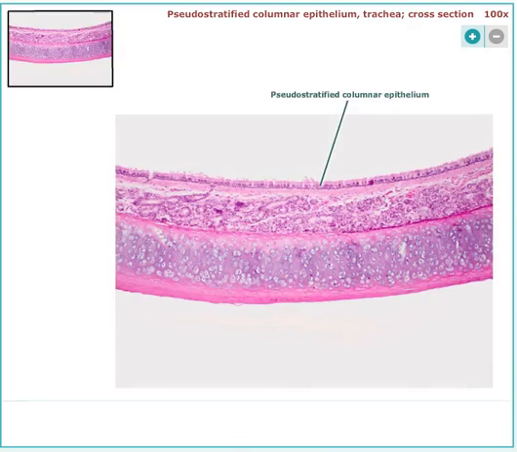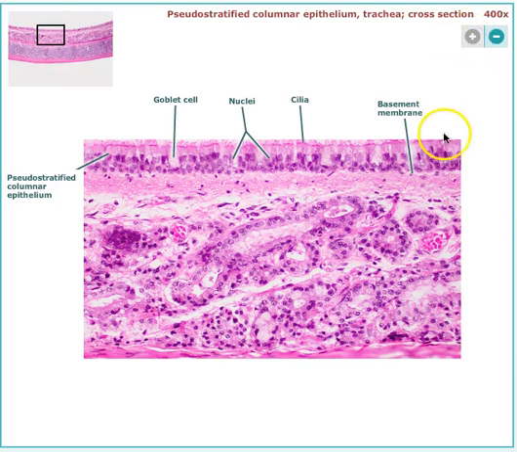Here we are at lower magnification, and you're looking at the pseudostratified columnar epithelium. Okay, and we're going to zoom in. So, with the pseudostratified, look at the nuclei. You see how, because some of the cells are tall and some are shorter, it gives the appearance that this is stratified, but it's not stratified. Just some of the cells are taller than the others.